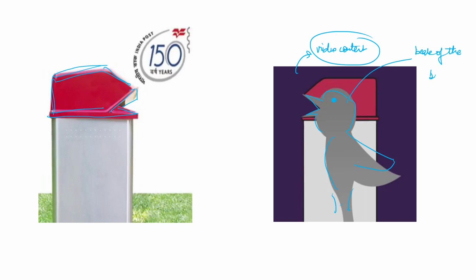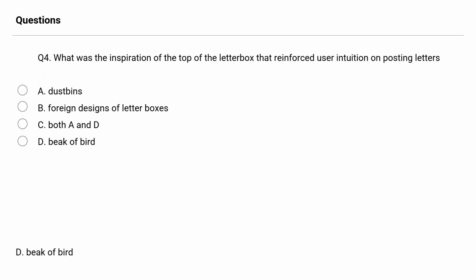All right. So I hope this diagram is self-explanatory, and if you see both the designs, you'll actually relate it quite well. We are talking about the top, and it had great resemblance to the open beak of the bird, which kind of gives an intuition that you have to keep something inside, insert something inside. So the correct answer is B, which is beak of the bird.